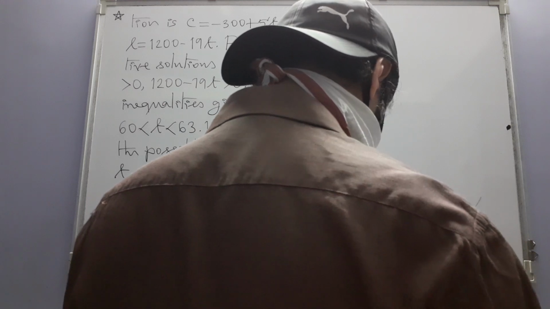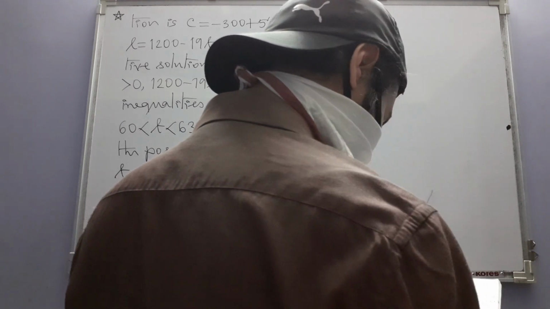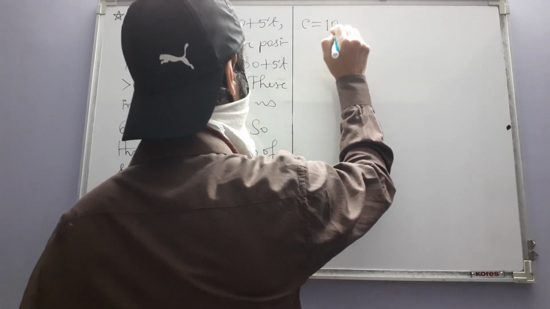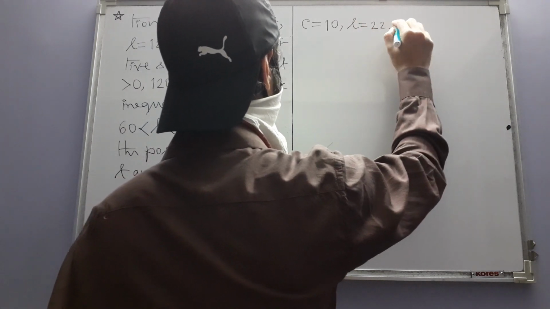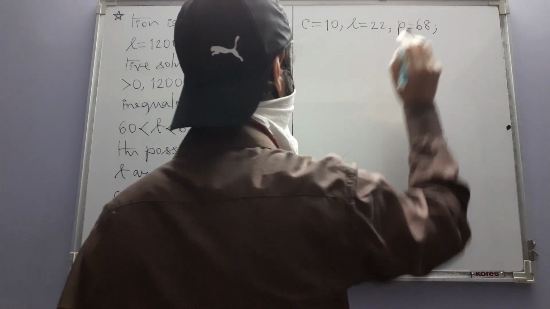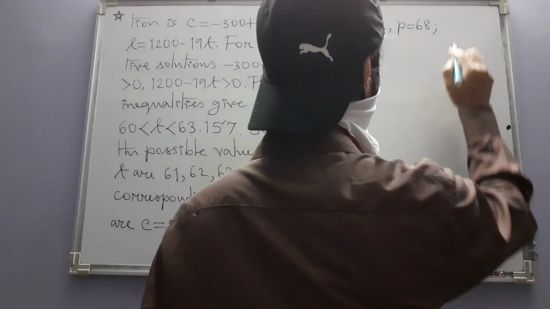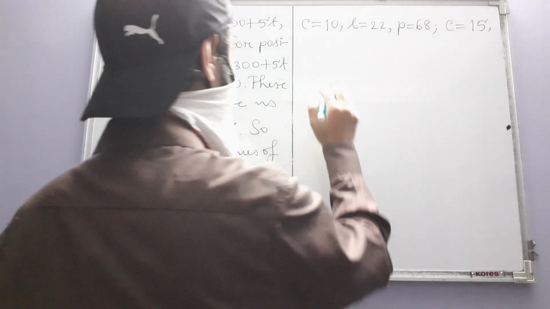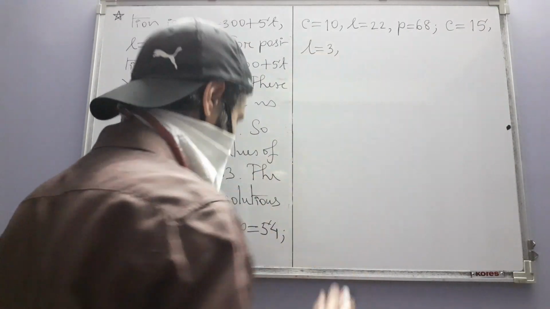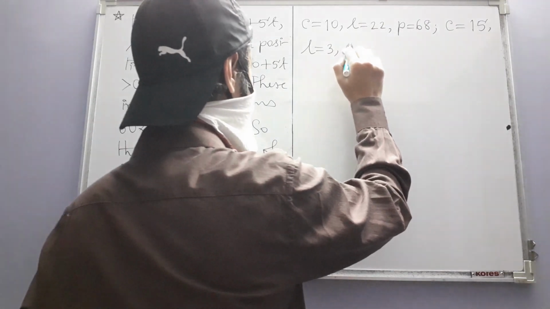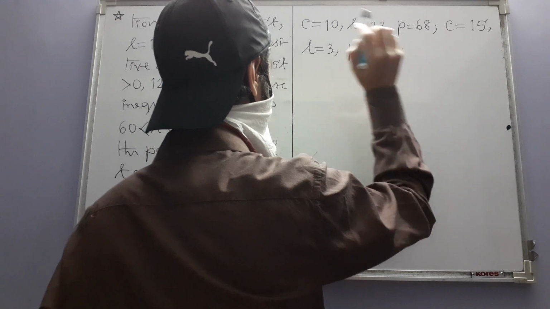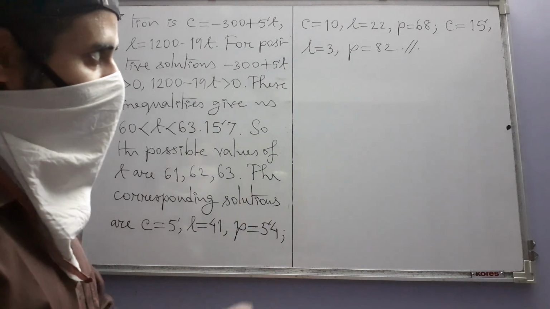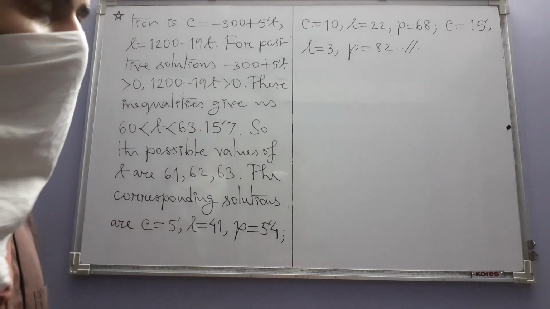And then after this we have C equal to 10, L equal to 22 and P equal to 68. And one more, C equal to 15 calves, only 3 lambs and 82 piglets. So these are all the possible solutions, and you can see that in each one of them we have all the animal types.